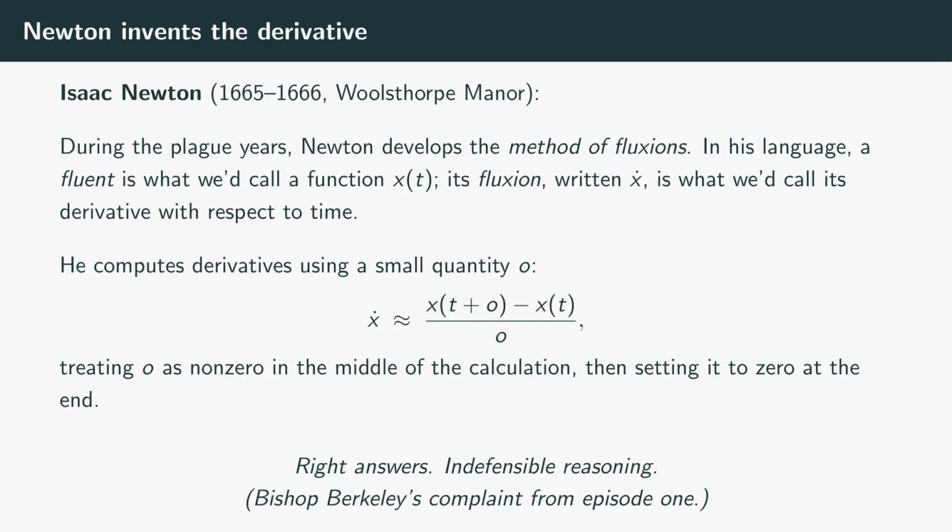To actually compute a fluxion, Newton wrote down something that looks like our difference quotient. He introduced a small quantity he called little o, played some algebra with it, and at the end set o equal to 0 so it would vanish. The answers came out right. The reasoning didn't. That's the move Berkeley would savage 70 years later in The Analyst, calling those little o's the ghosts of departed quantities. The piece that matters now, Newton invented the right thing and could not defend the steps.